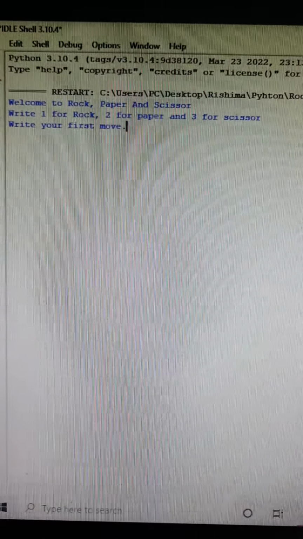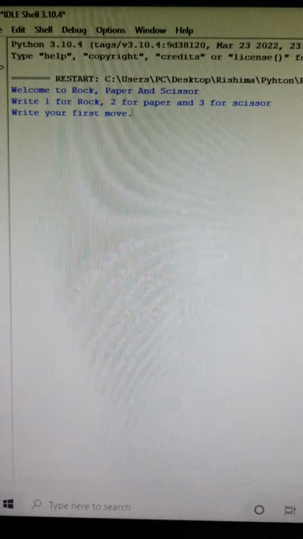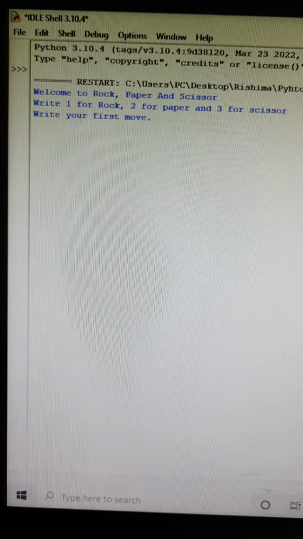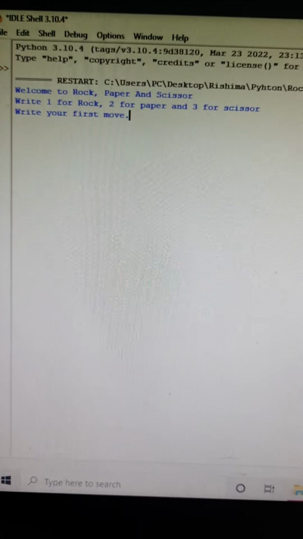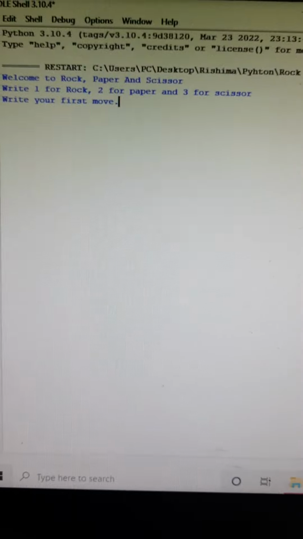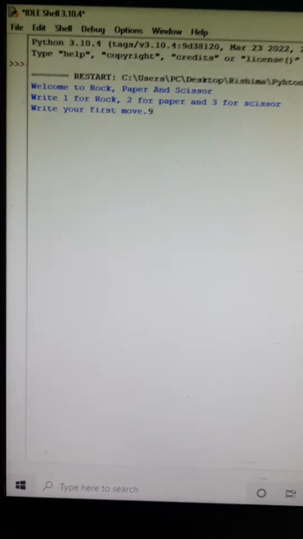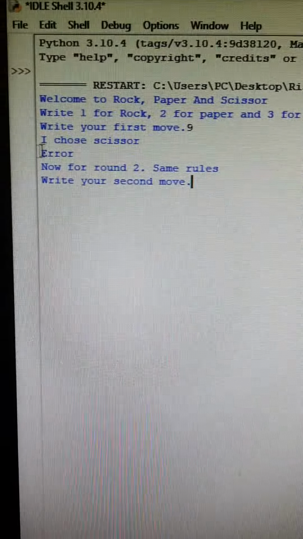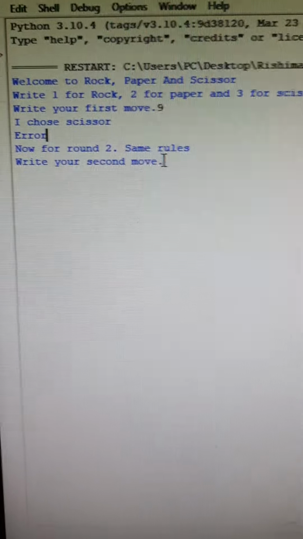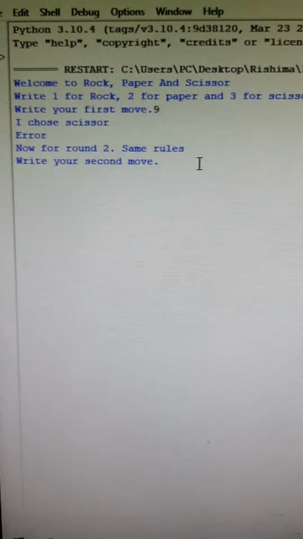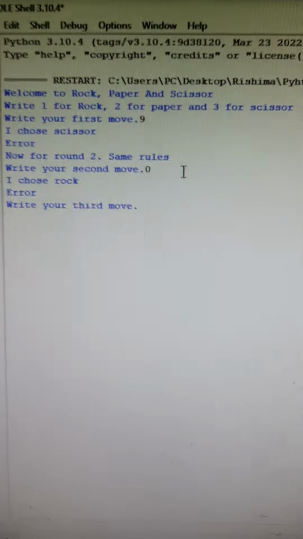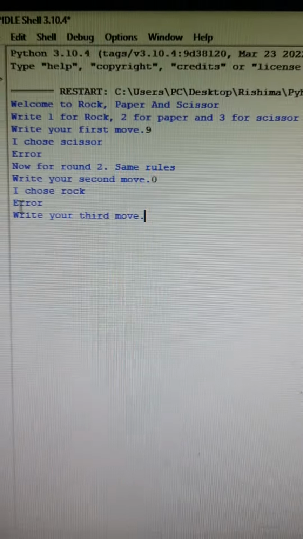Except this, I have also coded it to show us an error if we write a number which is less than 1 or greater than 3. Let's try it out. Let our first number be 9. 9 is obviously greater than 3, so it would show error, as you can see here. Next, for round 2, let's write something less than 1. Let's write 0, and when you press enter it shows error again.